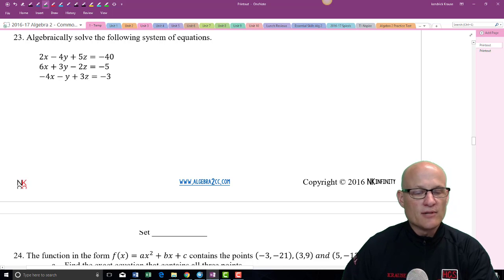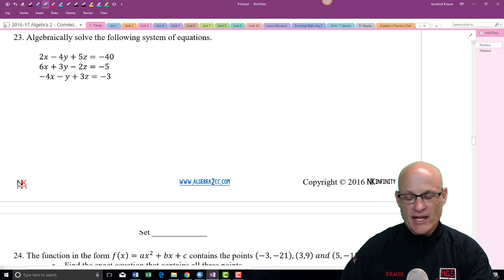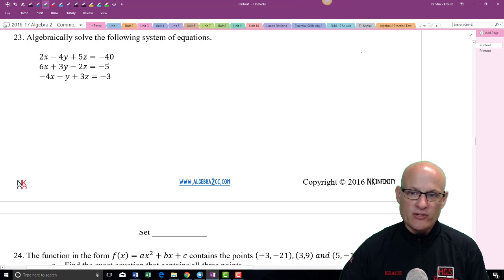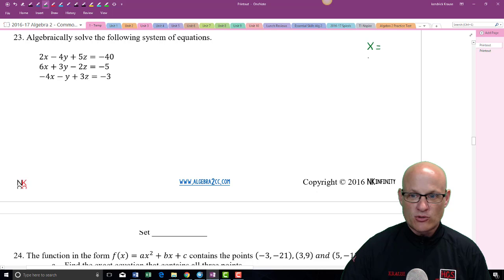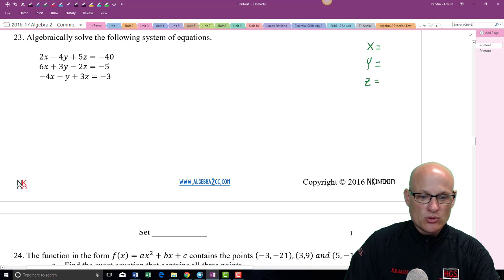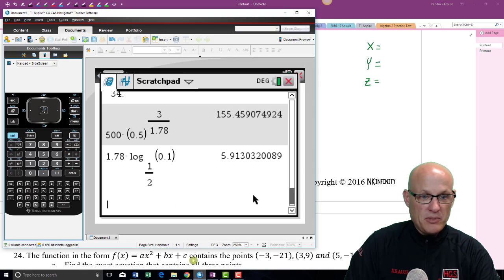All right, so I'm going to start this, and then I'm going to come back to it. I want to solve this system of equations algebraically. Before you do this, please use your calculator to solve the linear system, whether or not you have to use matrices, to get x equals, y equals, and z equals. Use your calculator as a tool to make sure that you can get these right. Otherwise, you may be a tool.